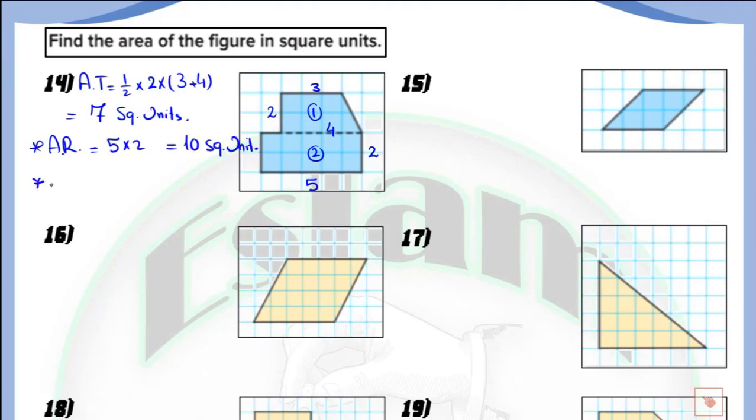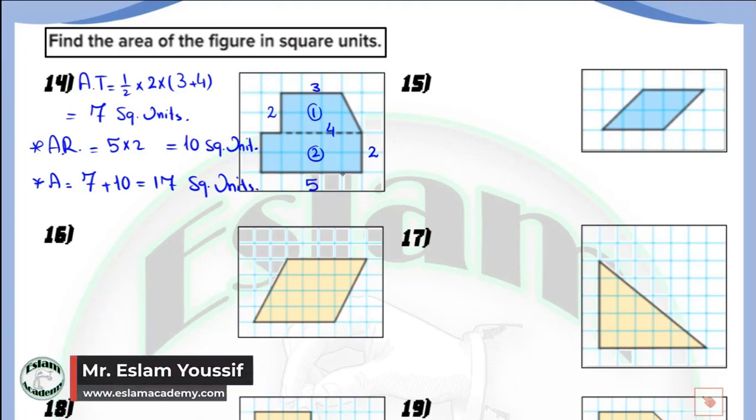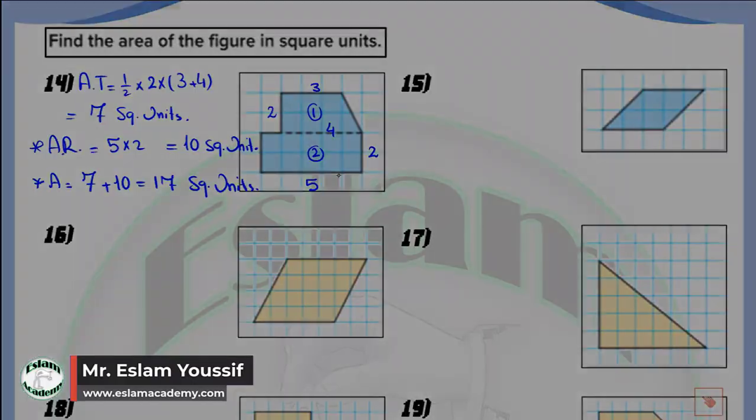Now we can find the area of the shape. To find the area, we need to add the 2 numbers. So 7 plus 10, which equals 17. So to find the area of any composite figure made of two shapes, just find the area of the first one, the area of the second one, then you can add them.